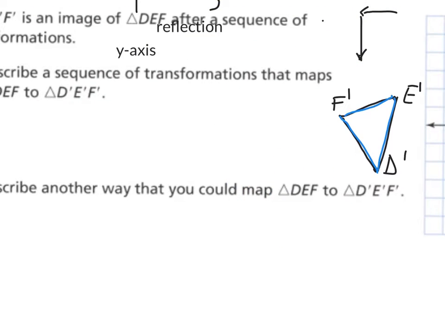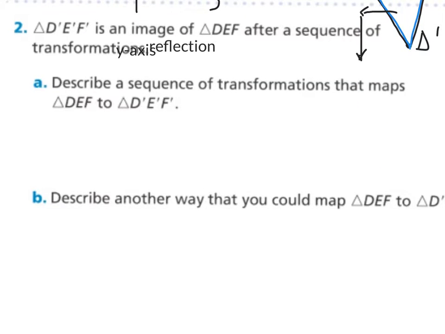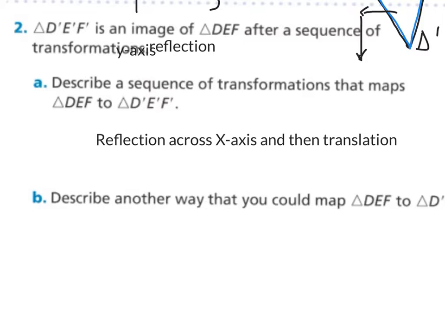Okay, so a little bit trickier one there maybe, but again we are going to be doing probably the easiest way, reflection across the y-axis, or sorry, yeah, reflection across the x-axis. And then translation, 4 to the left and 3 up.